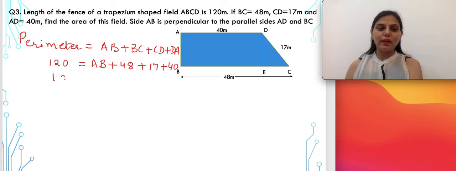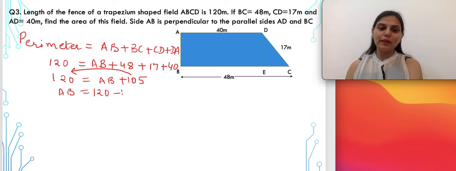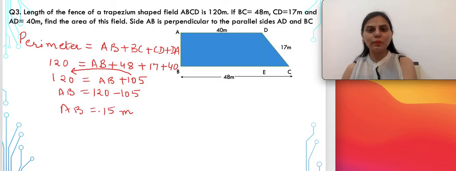So on adding them, we get 120 is equal to AB plus 105. Let us take 105 to the other side. From plus it will change to minus. So we can write AB is equal to 120 minus 105, or we get AB is equal to 15 meters. So this gives us the distance between the two parallel sides.